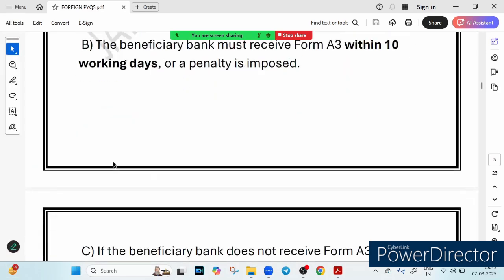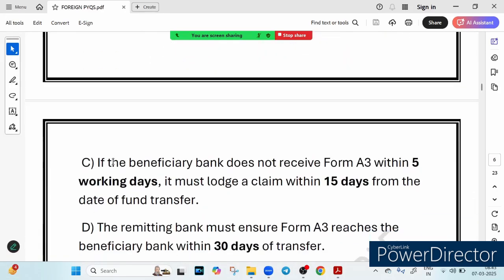Which is correct. Now option number C says that if the beneficiary bank does not receive the Form A3 within 5 working days, it must lodge a claim with the remitting bank within 15 days from the date of fund transfer. That is what it is saying. This is absolutely correct. It covers both the 5-day submission deadline and what happens if there is a delay.